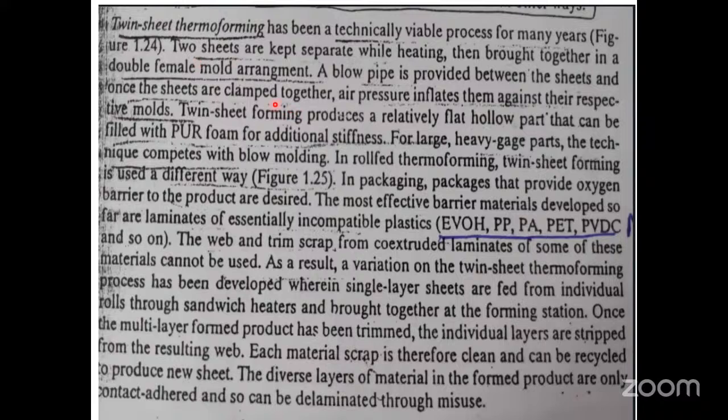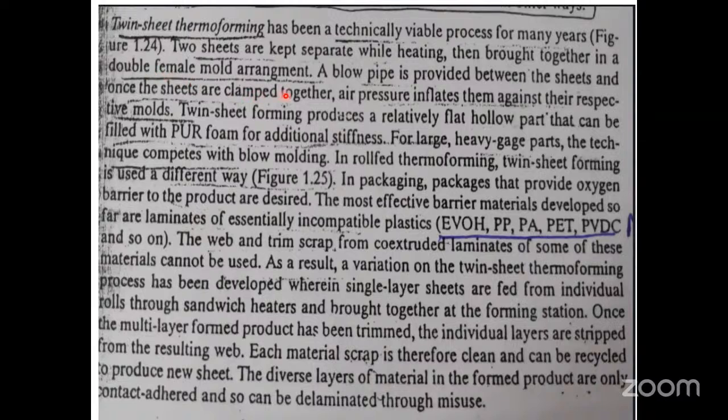Twin sheet. Now it is a viable process for many years, and how this is done here: two sheets are kept separate while heating. See, here there are two sheets. Okay. If you want to make a pouch, you have to keep the two sheets separate while heating, then brought together in a double female mold. Because you want to make a pouch, therefore a double female mold arrangement will be there.